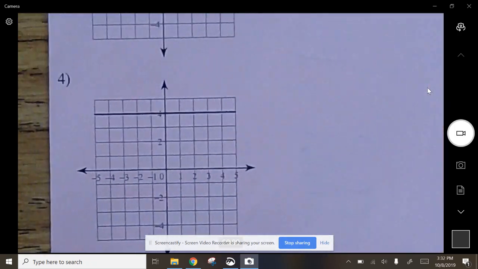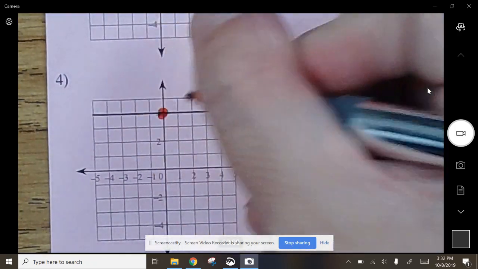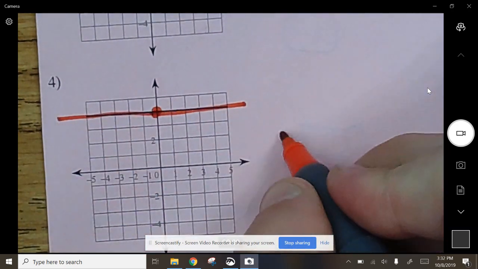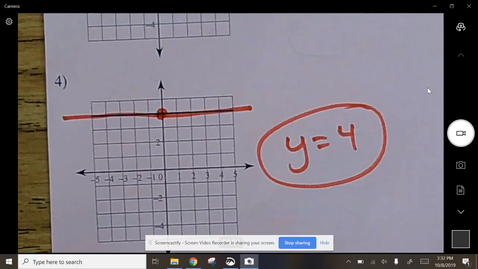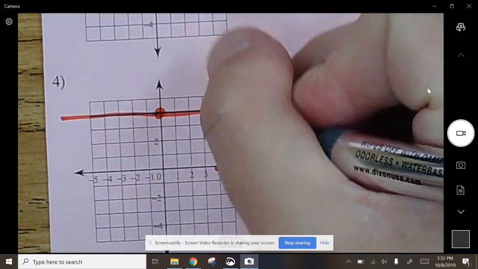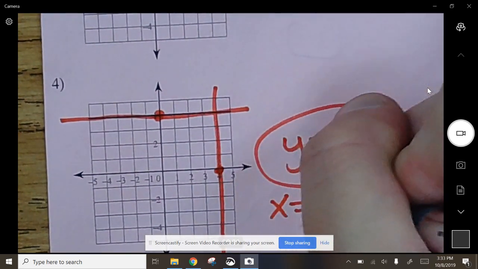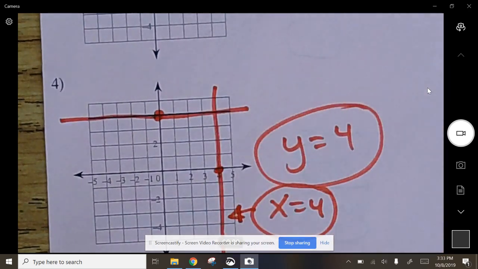All right, number 4 is super tricky. It only goes through y at plus 4. So that's what the answer is, y equals 4. If it went through x at plus 4 and it was like this, that's what that one would be. Okay.